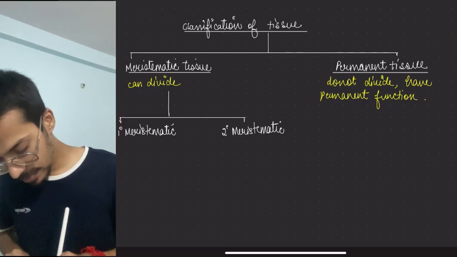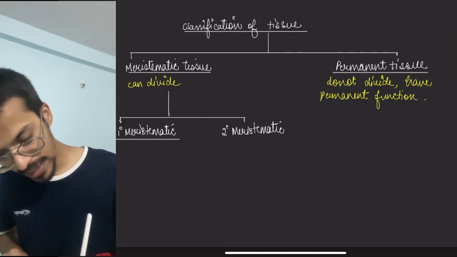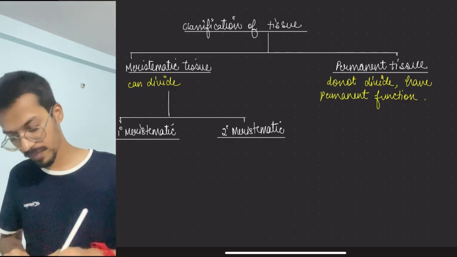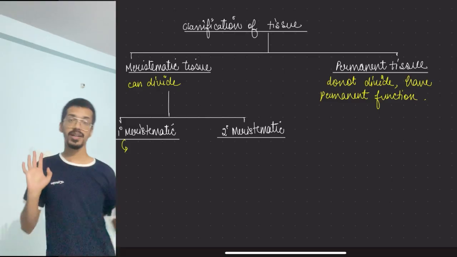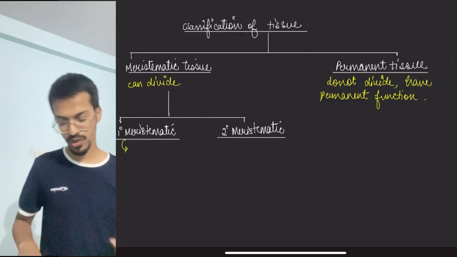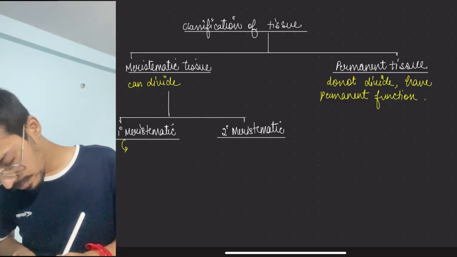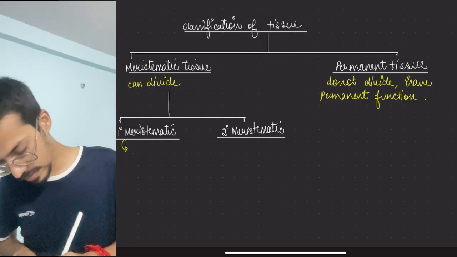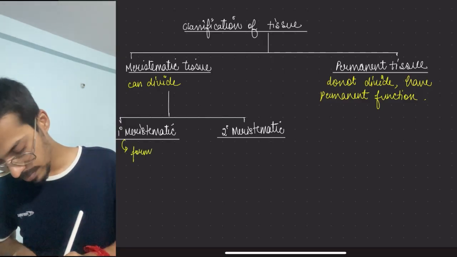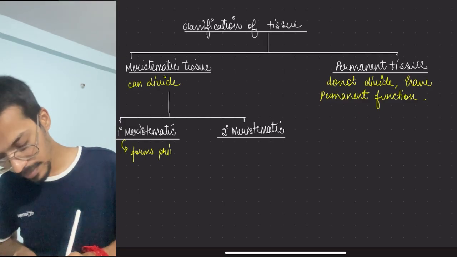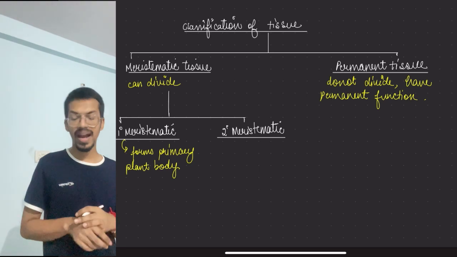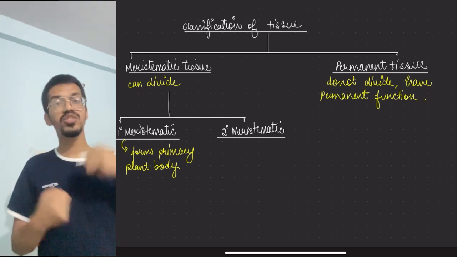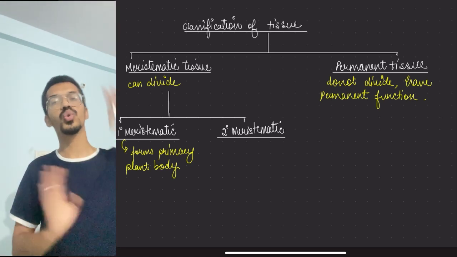Then what does primary meristematic tissue do? It forms the primary plant body. Initially that would be present, and it will increase the size of the plant. It would be primary meristematic tissues. So it forms the primary plant body, and it is responsible for the vertical growth of the plant.